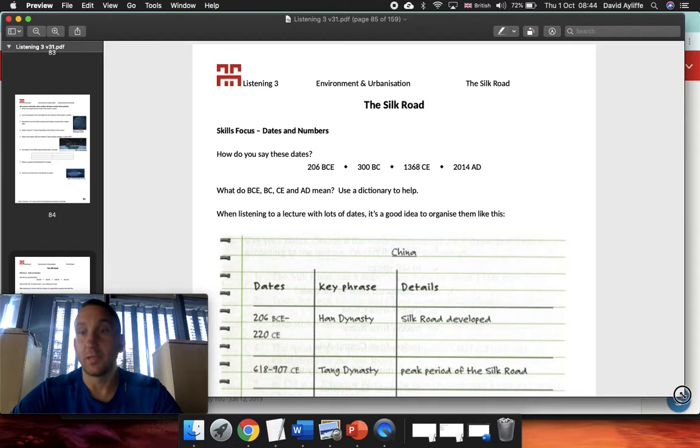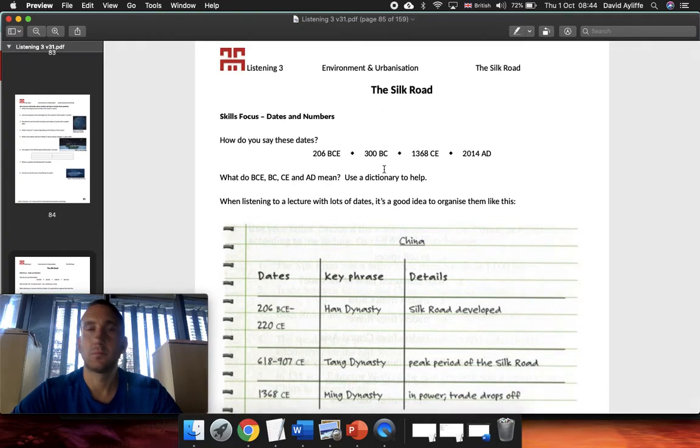Today we're looking at the Silk Road. As the cleaner conveniently starts his machine.